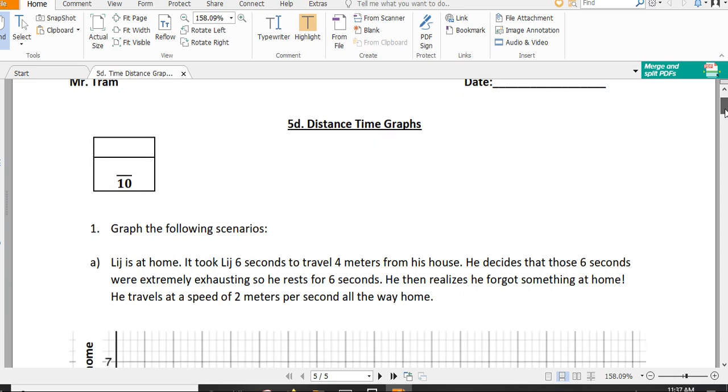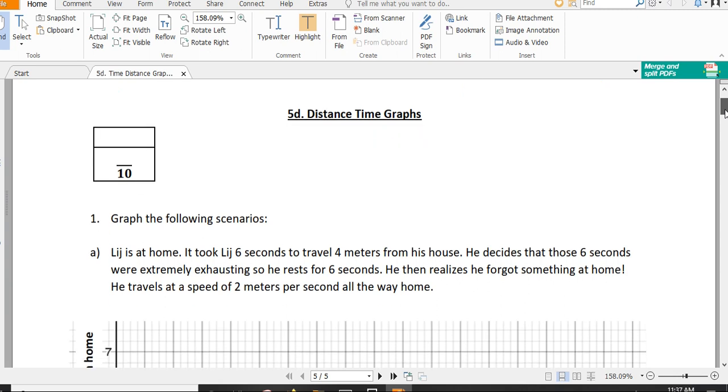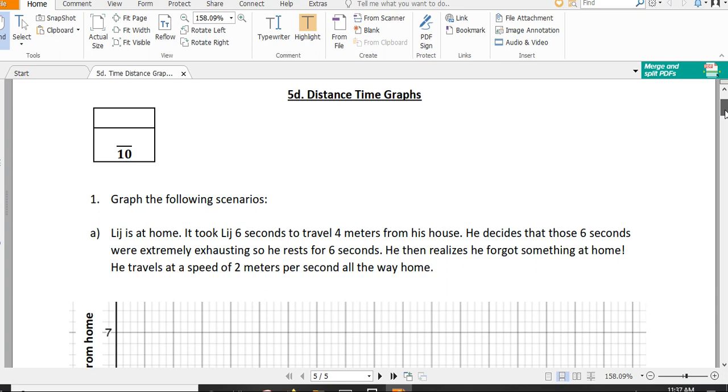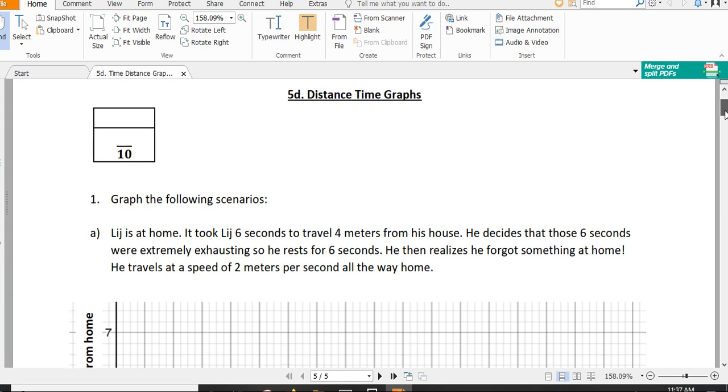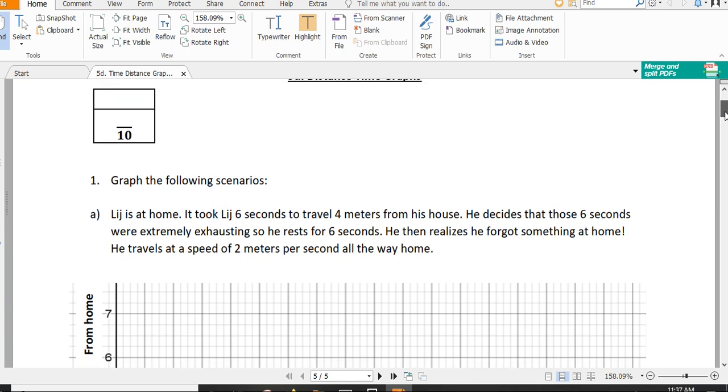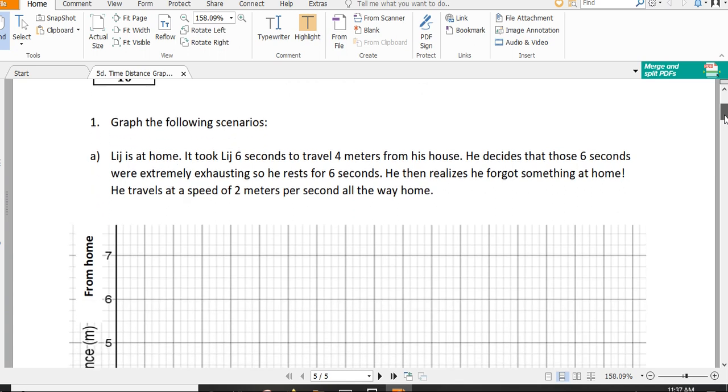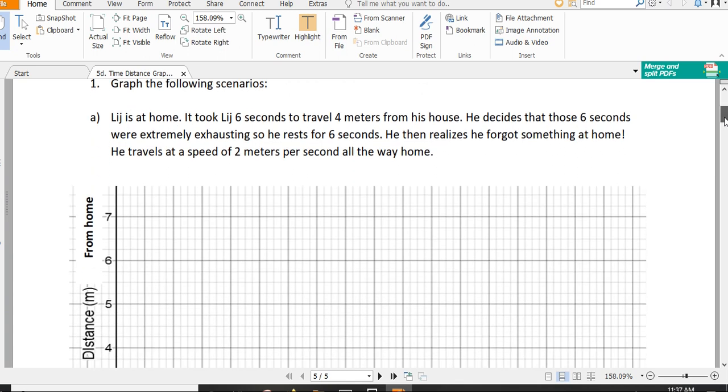Okay, so we are going to still talk about lines, however, we are now going to analyze it from a distance time perspective. Now we are going to look at not just one line this time, but several lines to simulate a distance time situation or scenario. So let's take a look at number 1. Graph the following scenario.